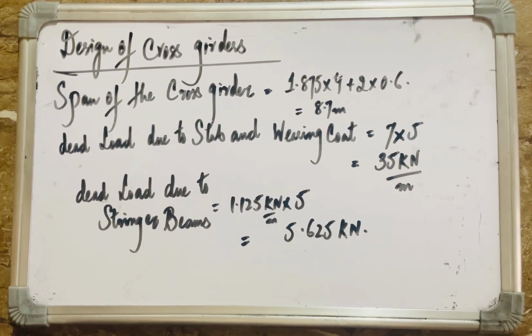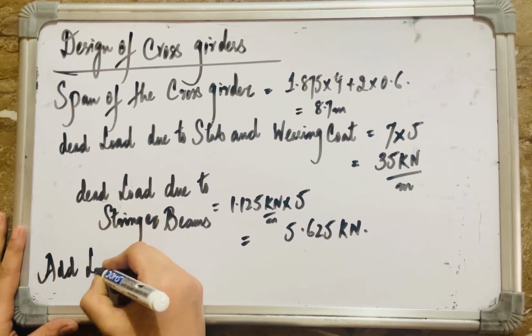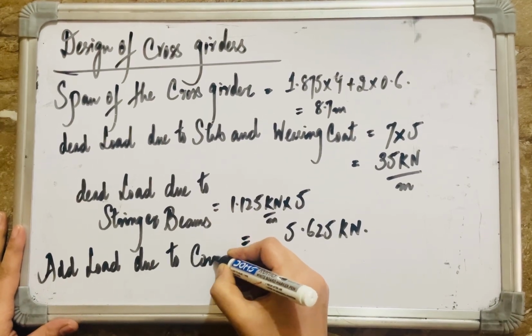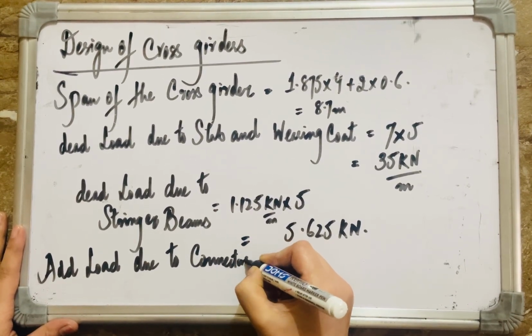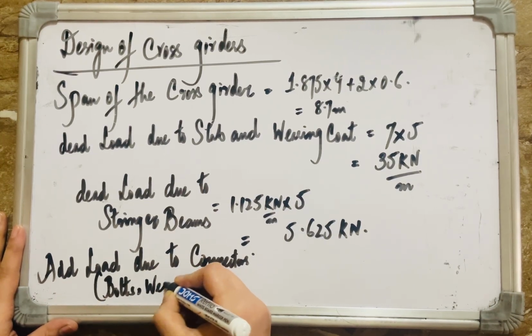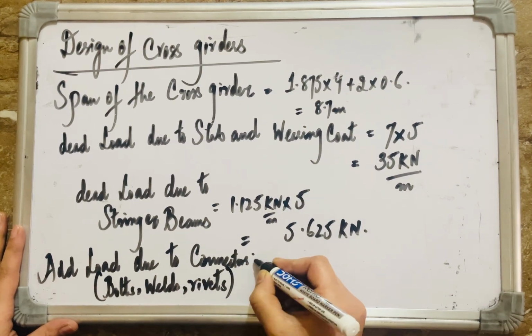All right, now I have calculated the span of my cross girder. I have calculated dead load due to slab and the wearing coat. So I have calculated the dead load due to the stringer beams. All right, after that, to stringer beams I'll be adding something more: load due to connectors. They will be my bolts or welds or the rivets by which I am connecting my sections.